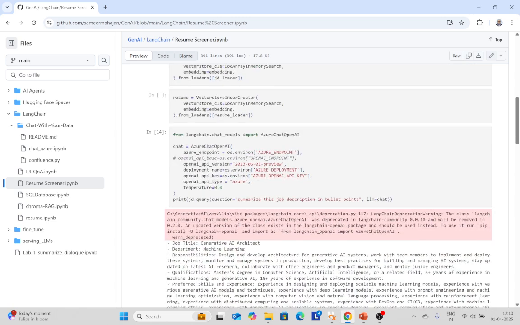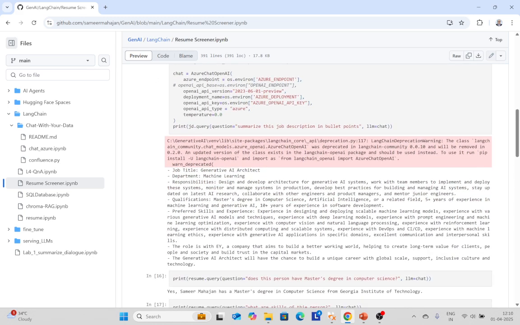Then I make a call to Azure chat OpenAI, which is my chat model. I give it my job description, which is local intelligence stored as a vector store in some sort of embedding index. I say, summarize this job description in bullet points. As you can see, it did a fairly good job. It pointed out seven bullet points.